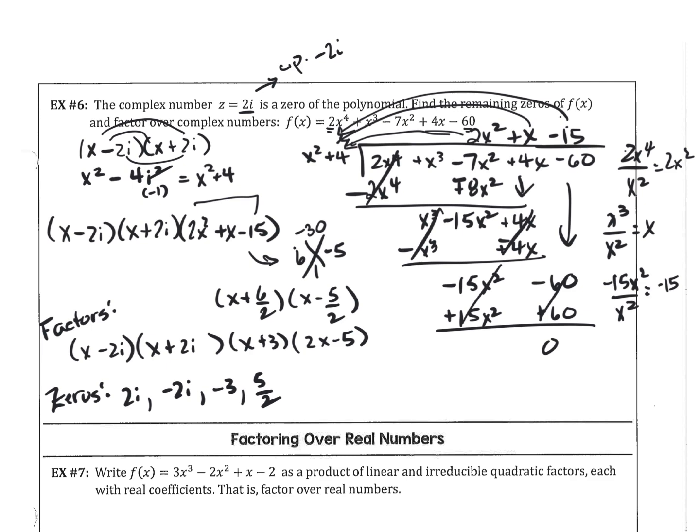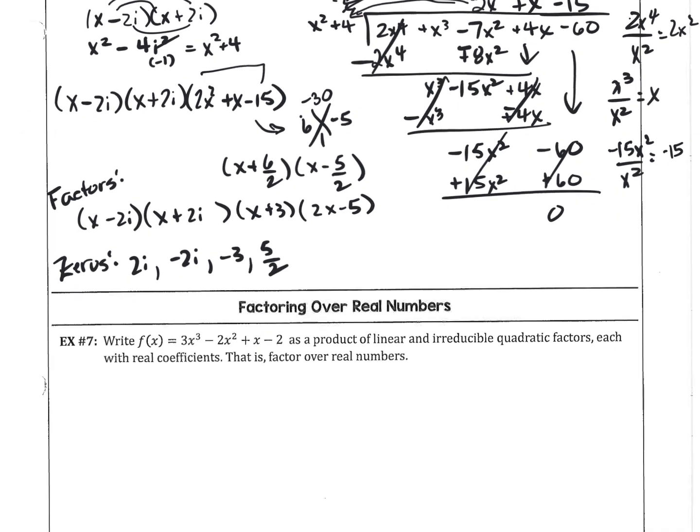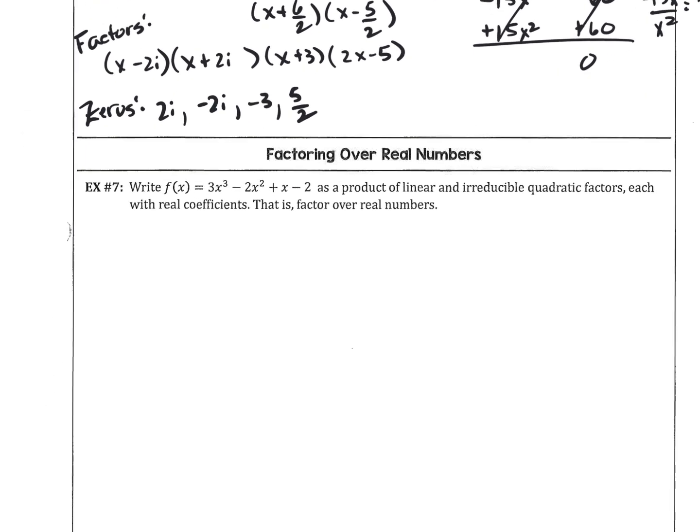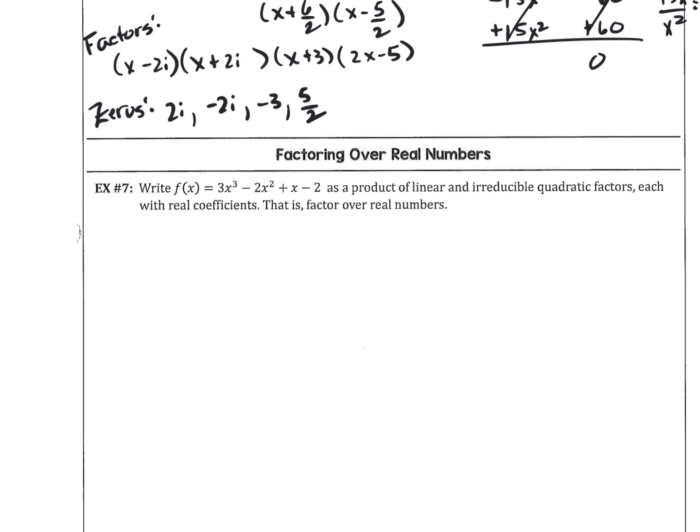Now, finishing up here, it says factor over the real numbers. Irreducible quadratic factors means you don't have to find the complex numbers. So irreducible quadratic factors means don't find the complex roots. So if you have something that won't factor, just leave it.